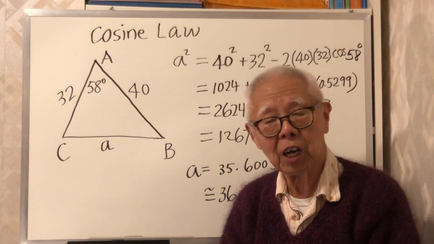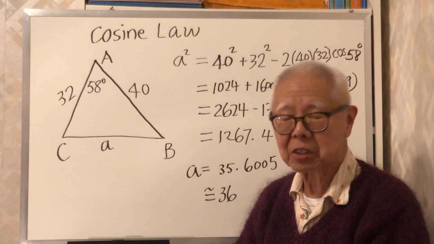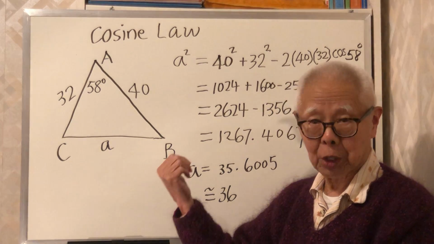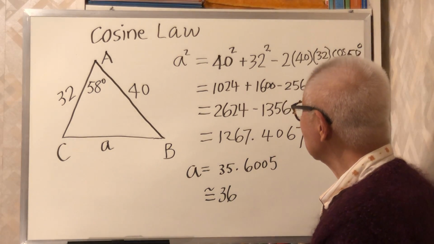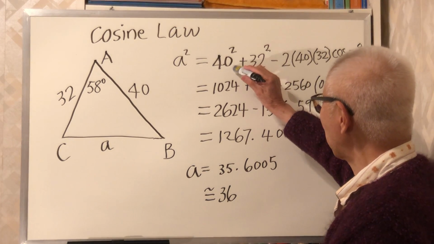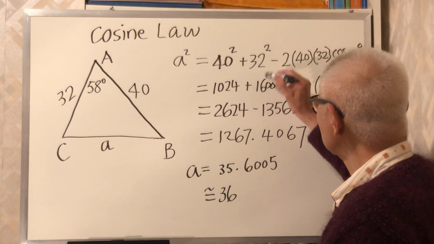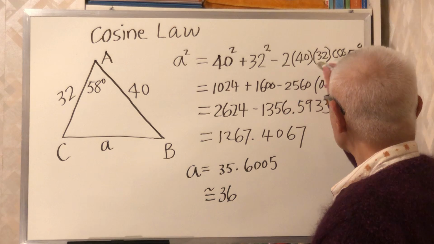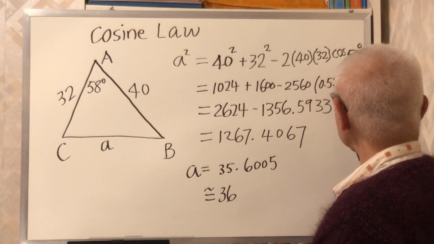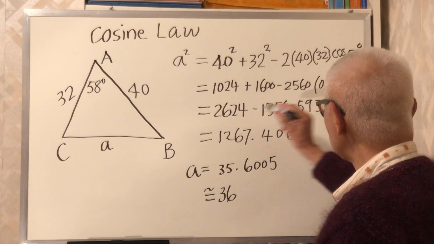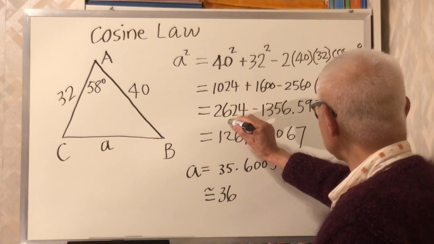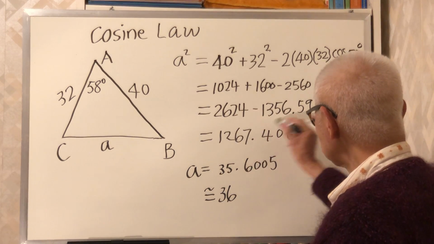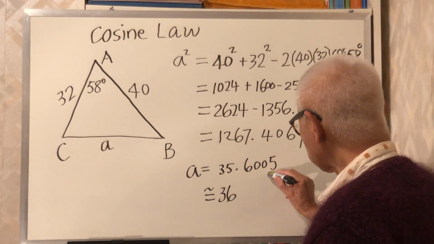What I want to tell you here is that I do not recommend you do this way. You see, you use a calculator to find this, which is just this number, and this square is this, and you multiply these, you get this, and cosine 58, you get this, and then you add, you get this, and you multiply this and that, you get this, and do this, and you get this, and the square root, you get this.